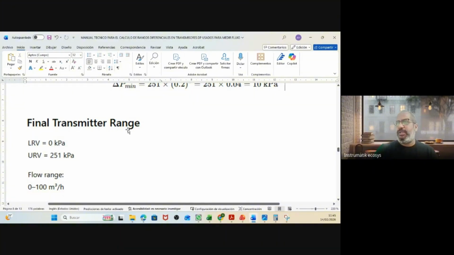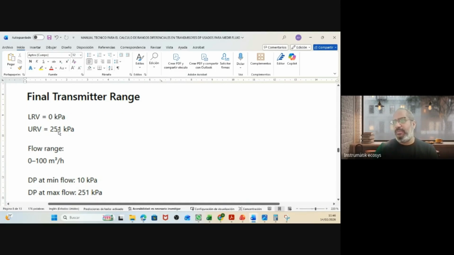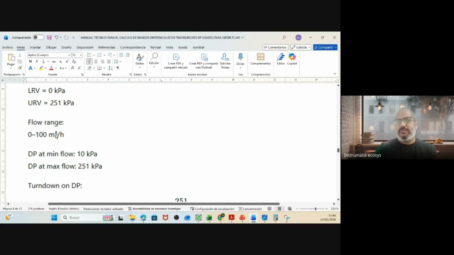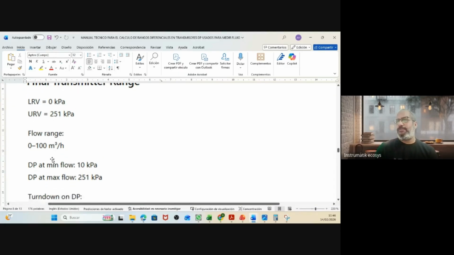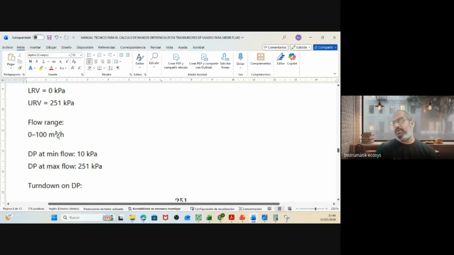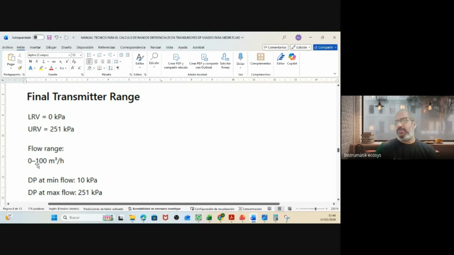So the final transmitter range is, when you select the transmitter, 0 kilopascal to 251 kilopascal. Range. This is an engineering unit. This one is transmitter, as you should know. This range is an engineering unit. It's not a physical unit. It's not a unit used by the transmitter, but this flow range in cubic meters per hour means that just to measure this range of value, you need to have this range in the transmitter. That's all.